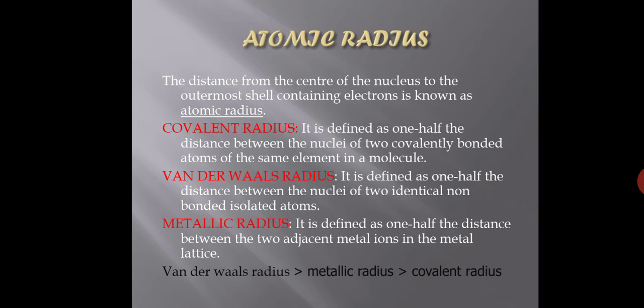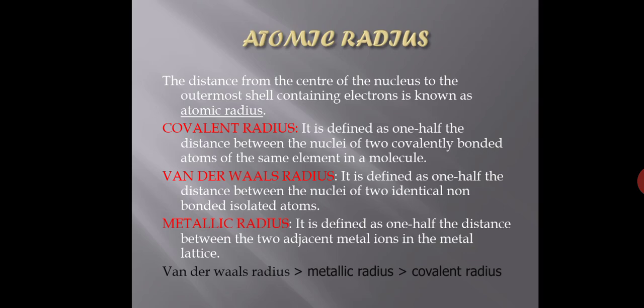Now, what is atomic radius? First we'll understand that. Before going further, let me tell you the definition which you can see on the screen. Suppose we have an atom. The distance from the center to the outermost shell containing electrons is called the atomic radius.